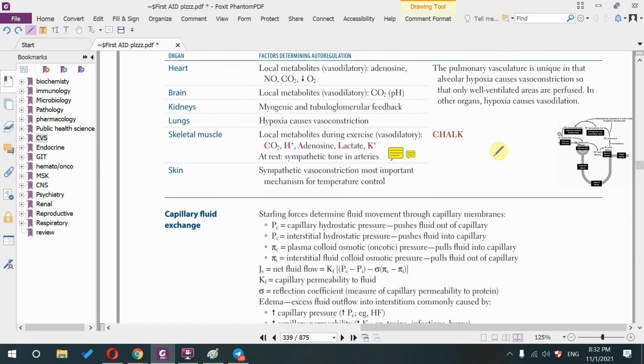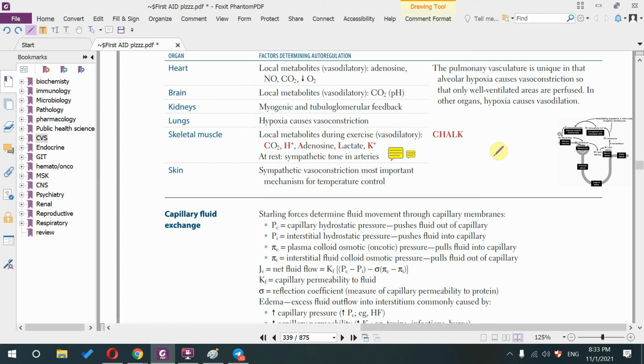So the next thing we need to speak about is the skeletal muscle. Skeletal muscle has local metabolites. Do not get tricked and choose lactate for the heart. Lactate is not the one for the heart. The local metabolites during exercise that are vasodilatory, because you need more blood to go to your muscles, are the CHALK: carbon dioxide, hydrogen, adenosine, lactate, potassium as well. At rest we have sympathetic tone in the arteries, which maintains the perfusion of the vessels.